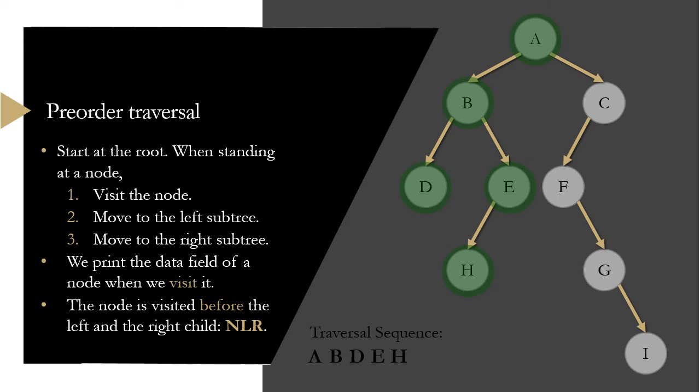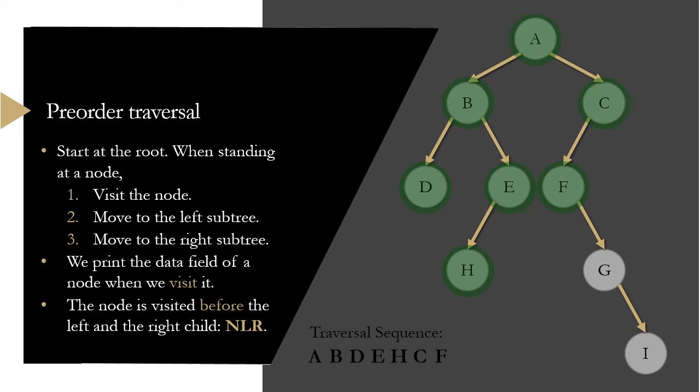Move back. We have done everything for B. Move back. We come to A. We have visited the left subtree of A. We have completed the 2 steps for A. Third step says move to the right subtree, so we move to C. And then we visit this node, so we print C. Then we move to the left subtree, which is F. And we visit this node, so we print F.